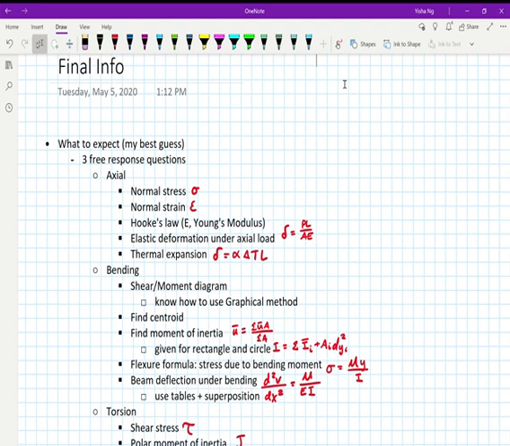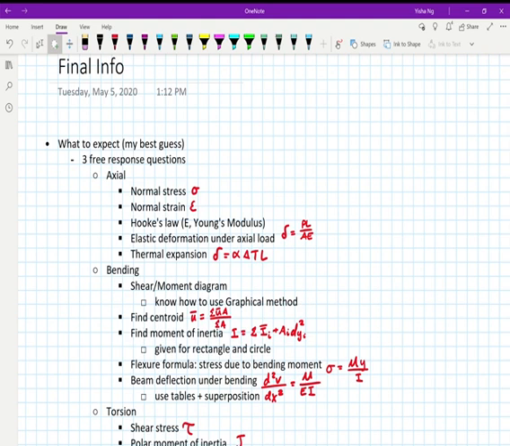For bending, you should expect probably some kind of shear moment diagram. I would definitely recommend knowing how to use the graphical method for this, just because it's so much faster. You might also have to find the centroid or the moment of inertia for a given beam cross section. You're given in the final formula sheet the moment of inertia for a rectangle and a circle, but you might have to derive something for an I-beam.